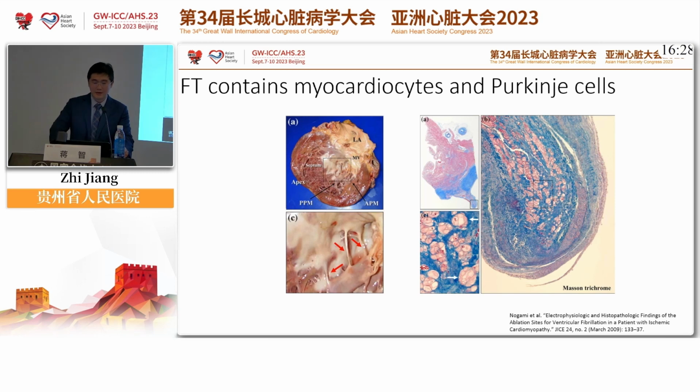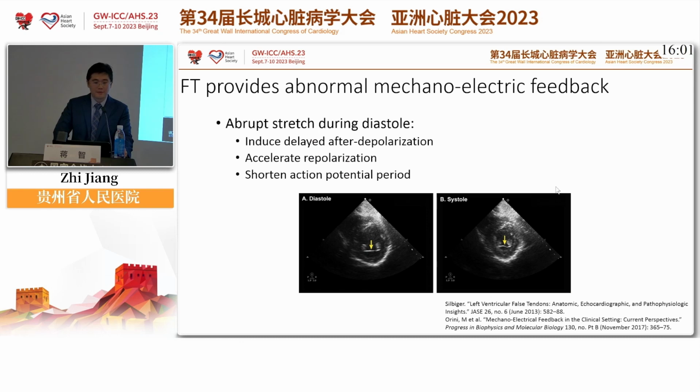In a patient who had ischemic VFib, the heart sample showed there were three false tendons connecting the left posterior septum to the posterior papillary muscle. In the histological findings, there were abundant Purkinje cells inside the false tendon. And as we can see in these 2 pictures, the false tendon is loose in systole and is taut in diastole.